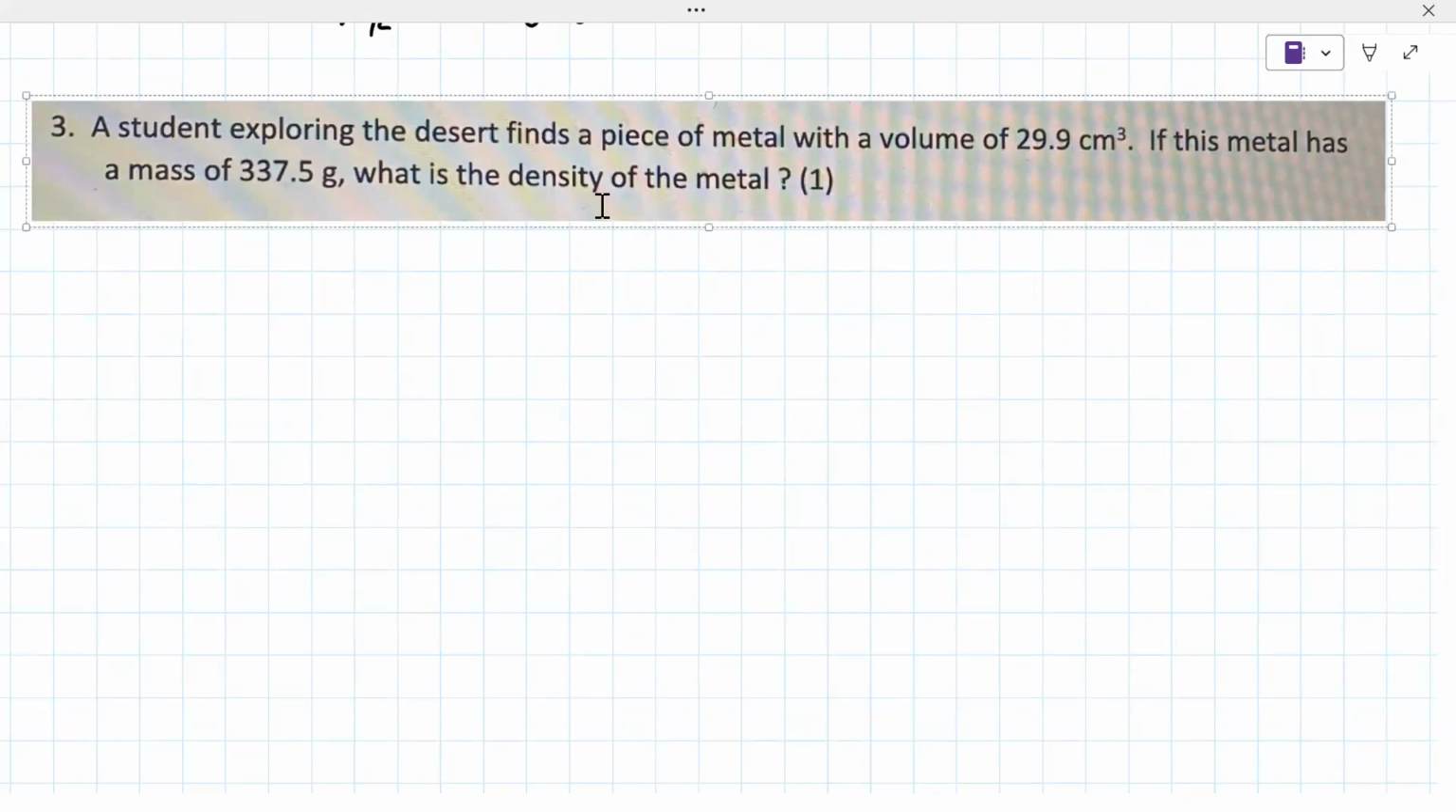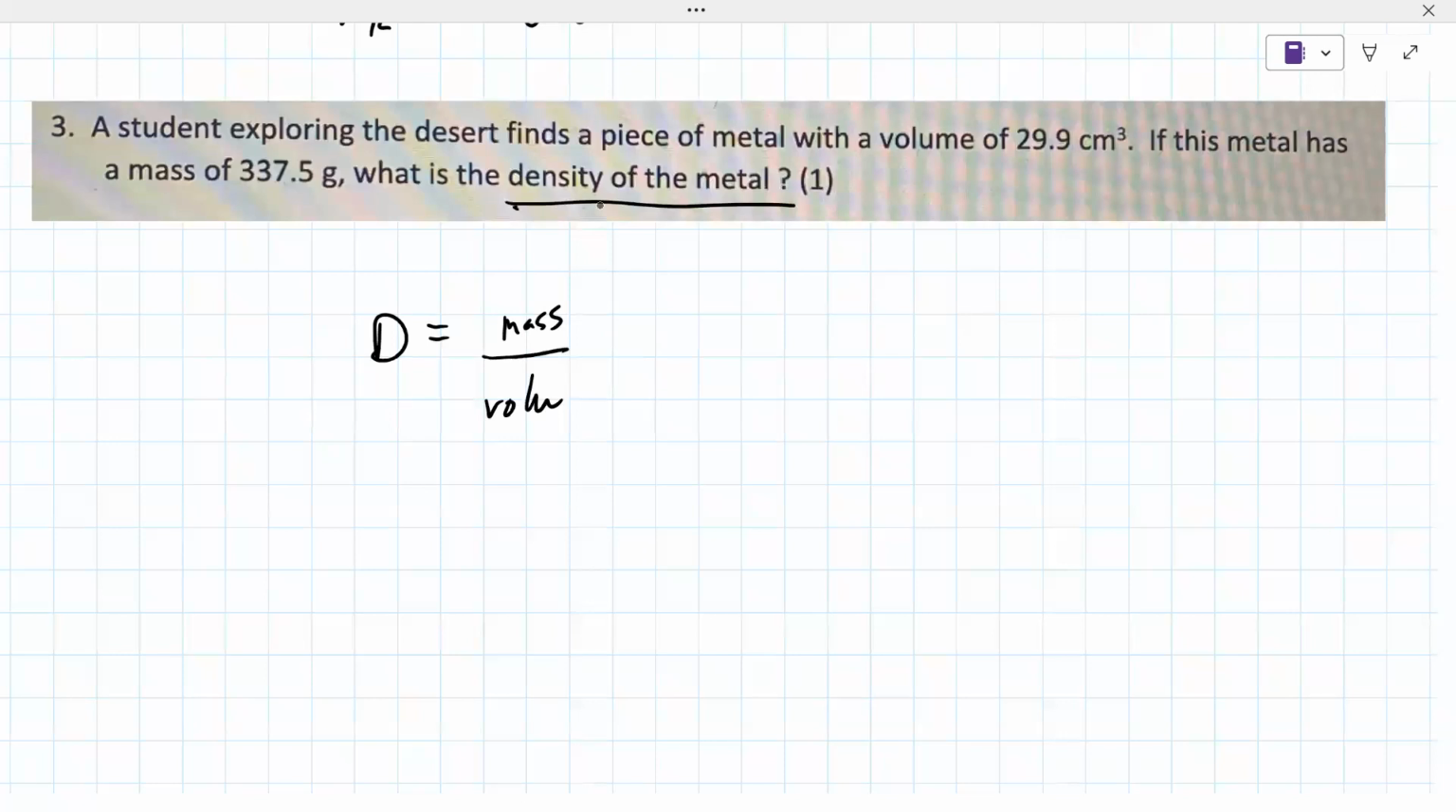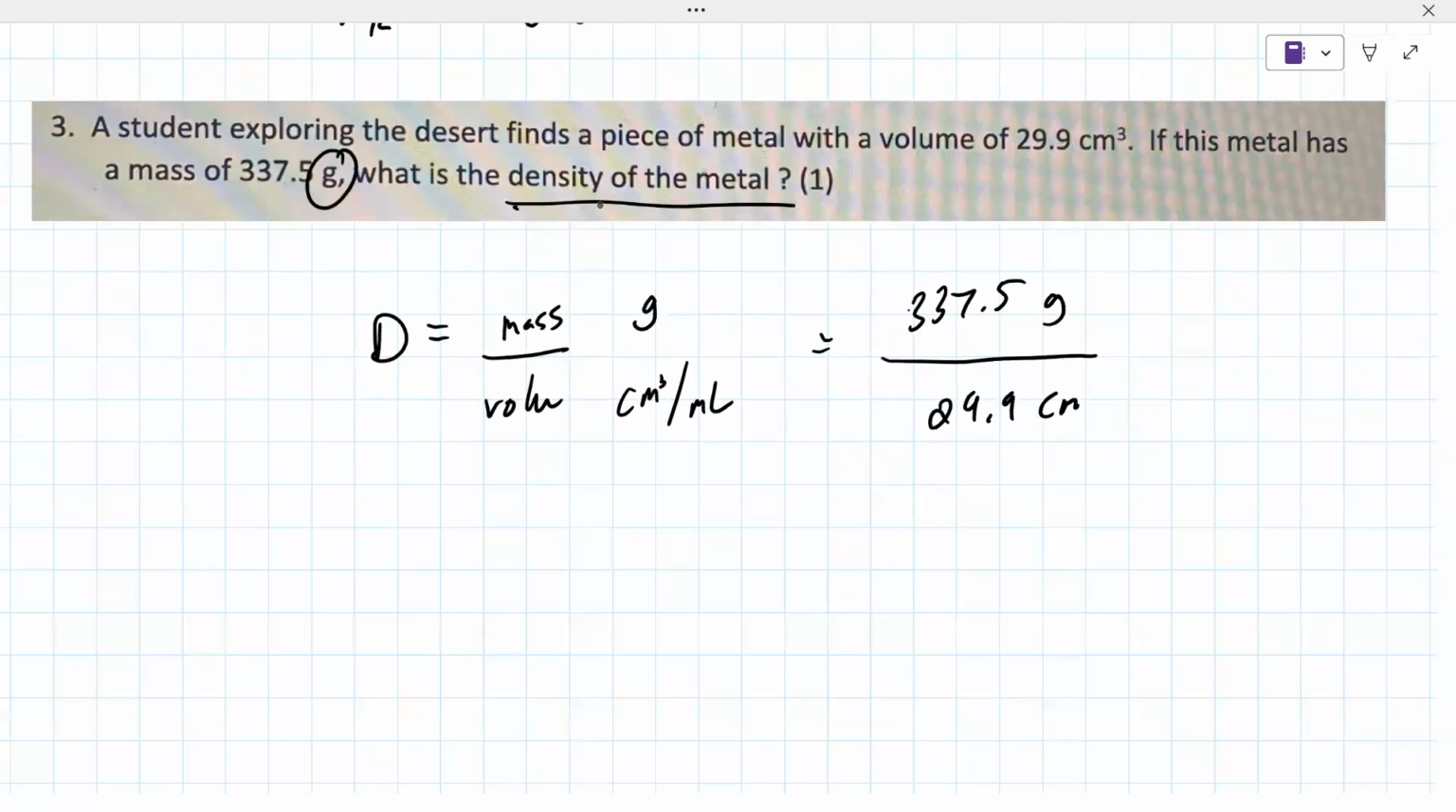We're trying to find density. So density, what is it? Is it mass over volume? Yeah. You have to make sure the units are right, meaning mass is in grams, volume could be in centimeters cubed or milliliters. Sometimes they give them to you in the wrong units, and you have to adjust. I got 11.28. Okay, good.